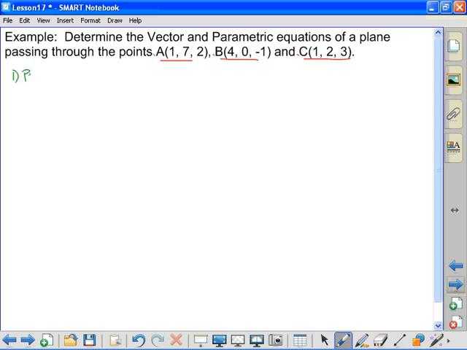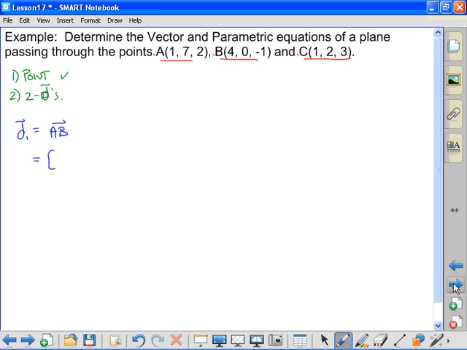First we need a point. We have lots of points. We have 3, so that's done. And we need 2 direction vectors. So 2 direction vectors. So how do we find those? Well, if you have 3 points, then you have lots of information for direction vector. So our first direction vector will be vector AB.